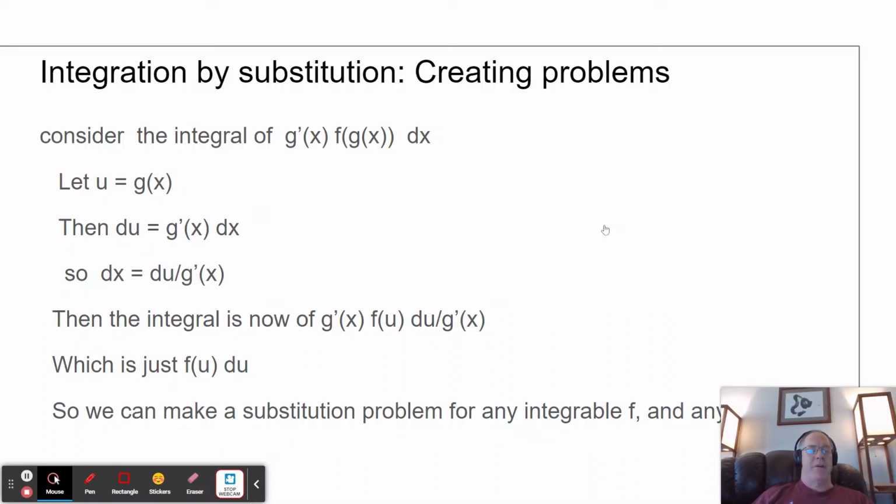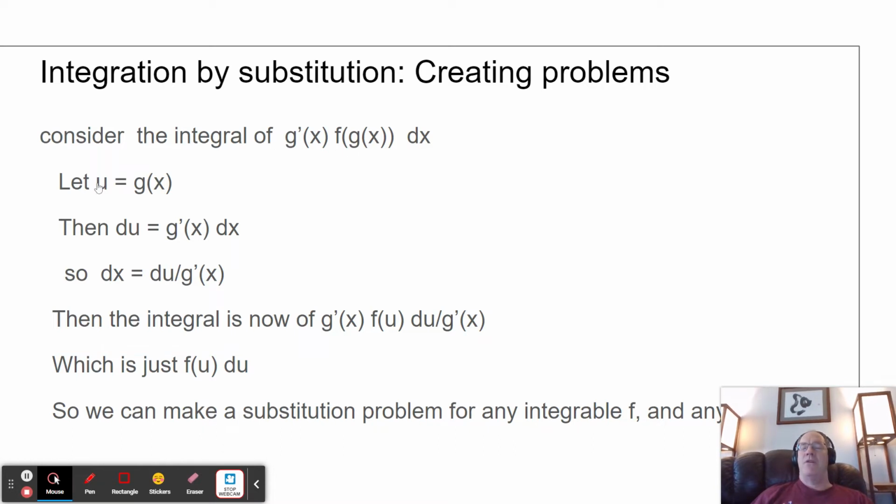Hi, Chris Kuzmal here. Today we're going to contemplate how to create problems involving integration which are solvable using substitution. Notice that this is slightly different than solving problems using substitution, although it will help you with that. So consider the integral of g of x times f of g of x dx.